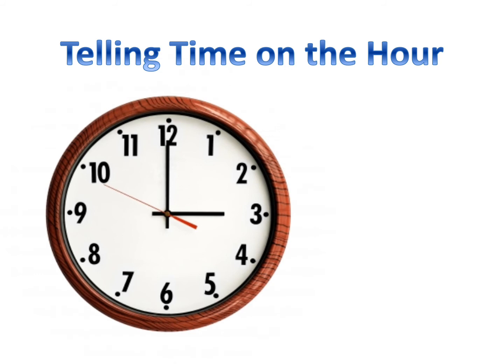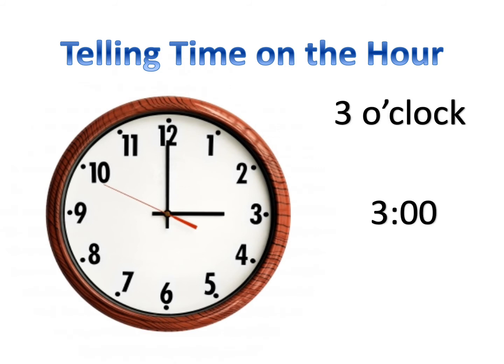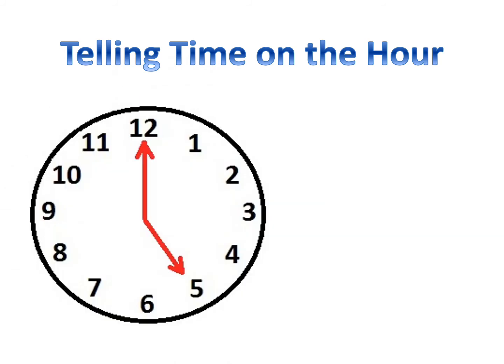The hour hand is the short one and it's pointing to the 3. And the minute hand is the long one pointing to the 12. So what time is it? 3 o'clock. 3 o'clock. Very nice. Let's do another one. What time is it now, boys and girls?